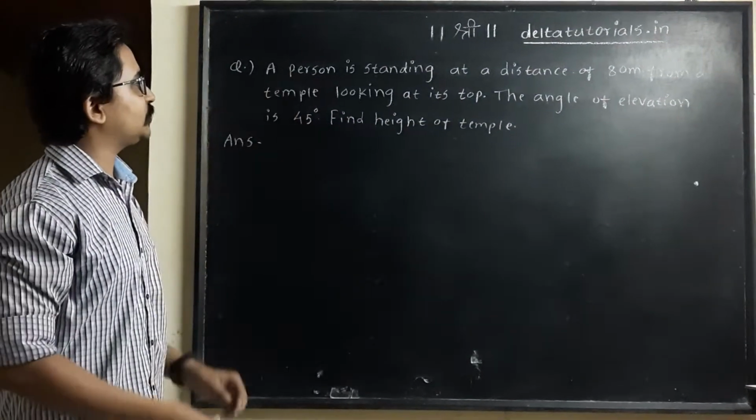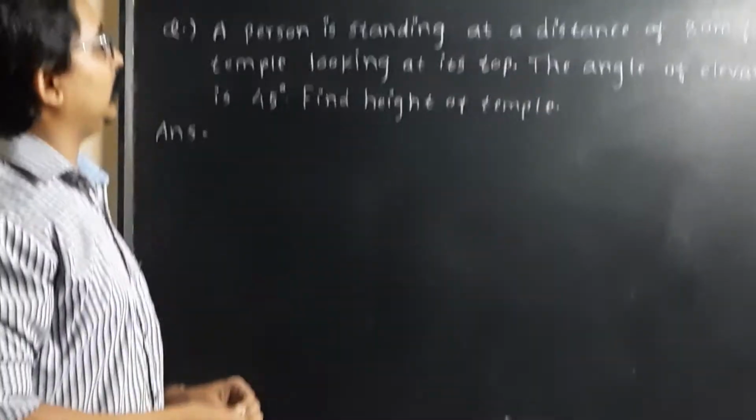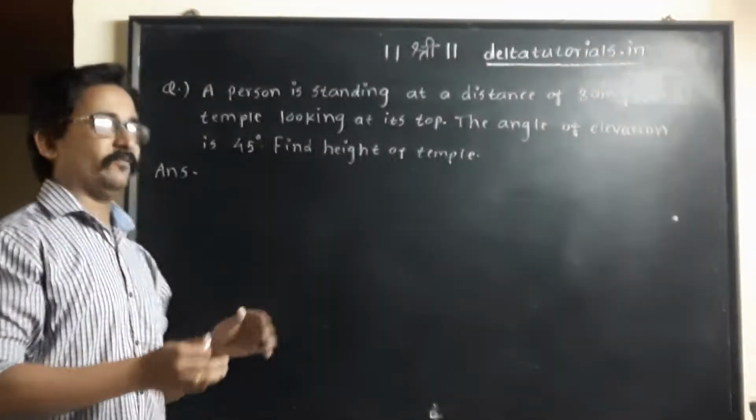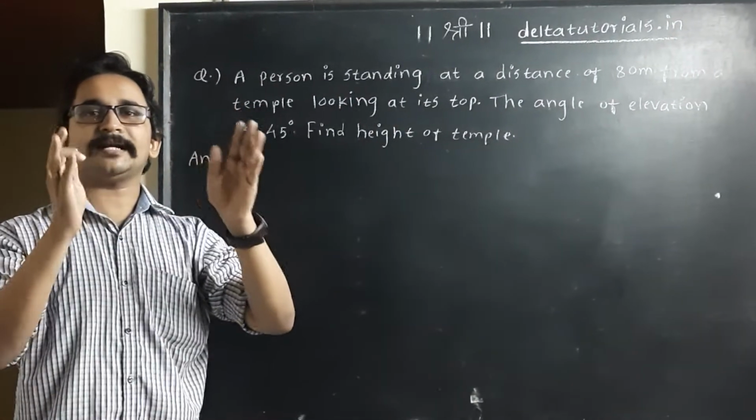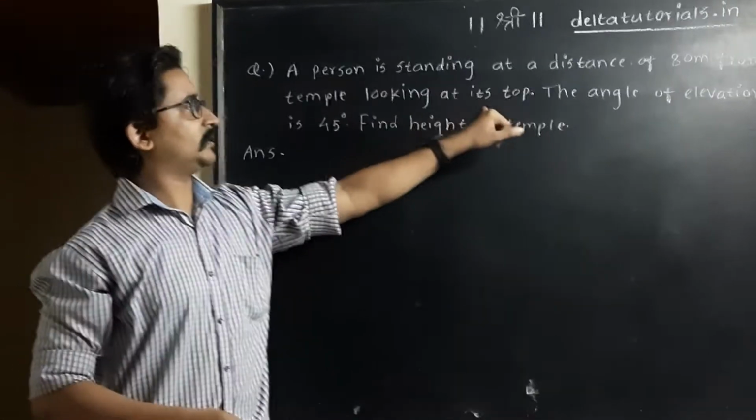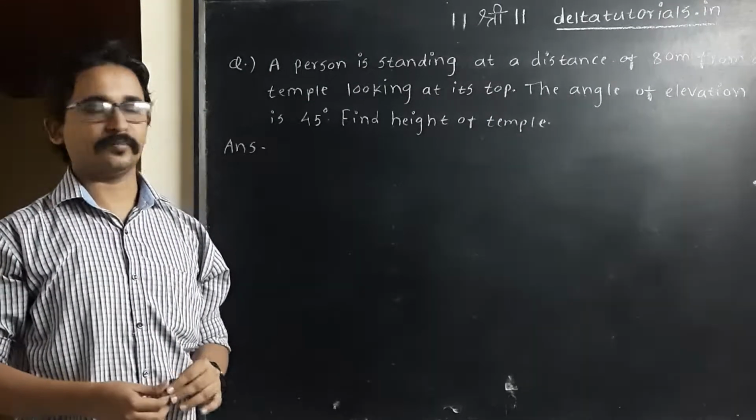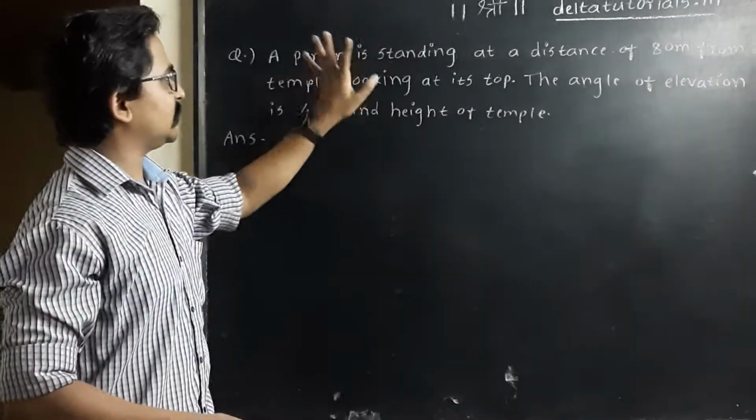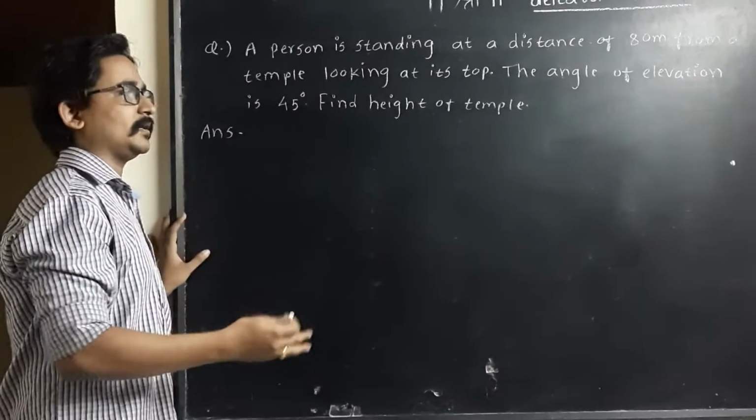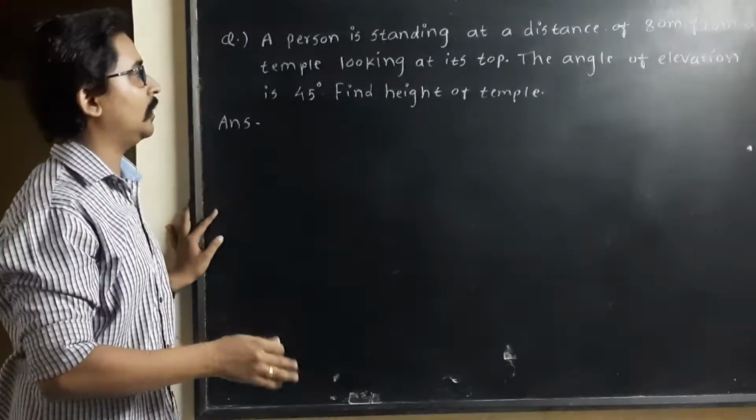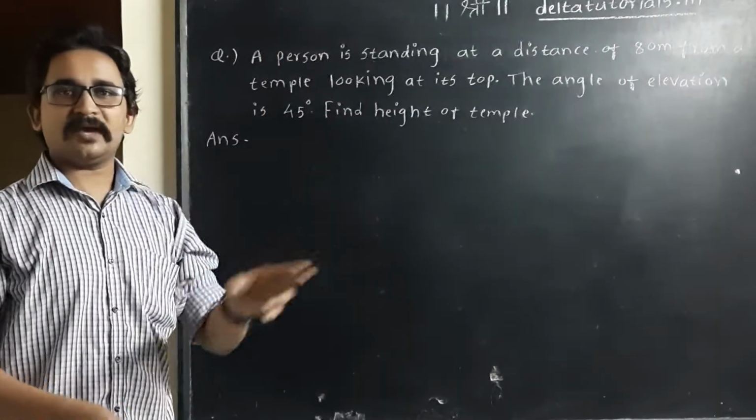See that a person is standing at a distance of 80 meter from a temple looking at its top. Whenever we read the problems of applications of trigonometry, we need to read them in pieces, because as per the problem statement, we need to draw the diagram also. So, we will read it again. A person is standing at a distance of 80 meter from a temple. Means there is one person who is standing 80 meters from a temple looking at its top. That person is looking at the top of the temple, means the temple is having some sort of height.